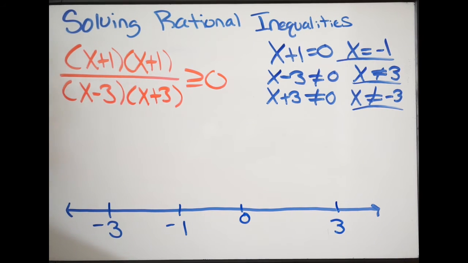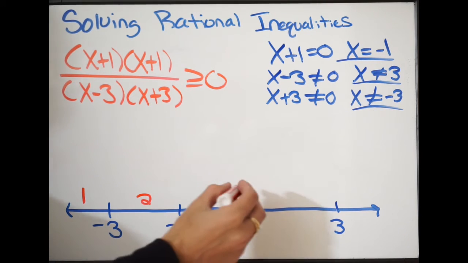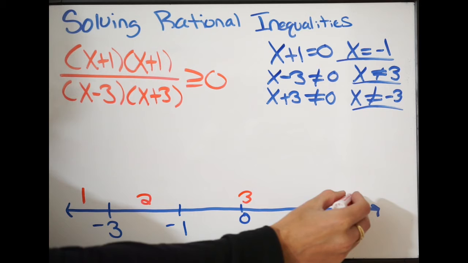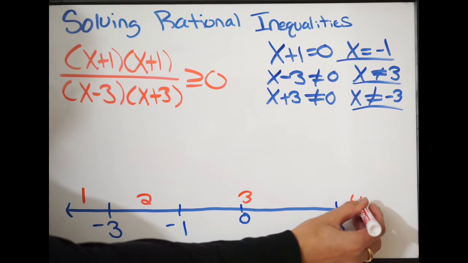All right. So at this point, we want to test our regions. In this particular problem, we're going to have four regions. That's our first region, we'll call that region 1. Region 2 will be right here, region 3 here, and region 4 here. So region 1 is to the left of negative 3. Region 2 is in between negative 3 and negative 1. Region 3 is in between negative 1 and 3. And region 4 is to the right of 3. Those are going to be our test regions.